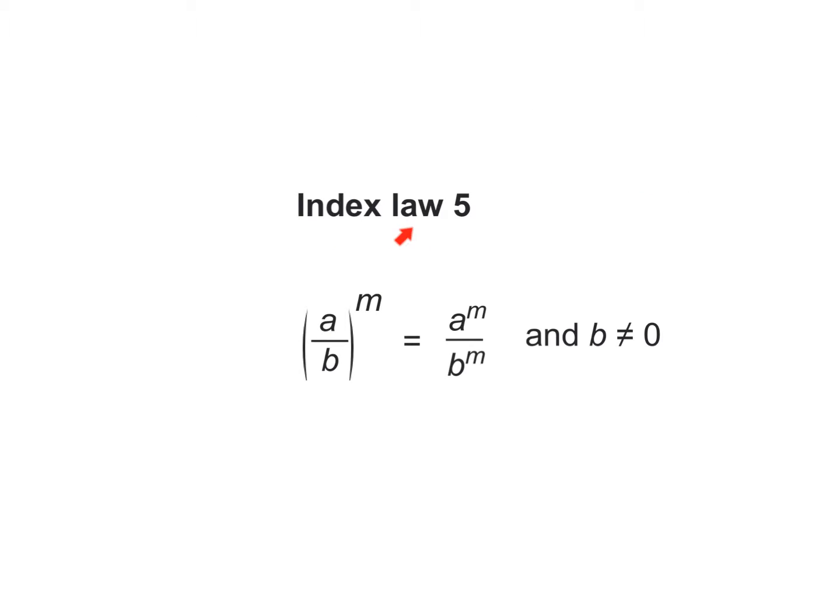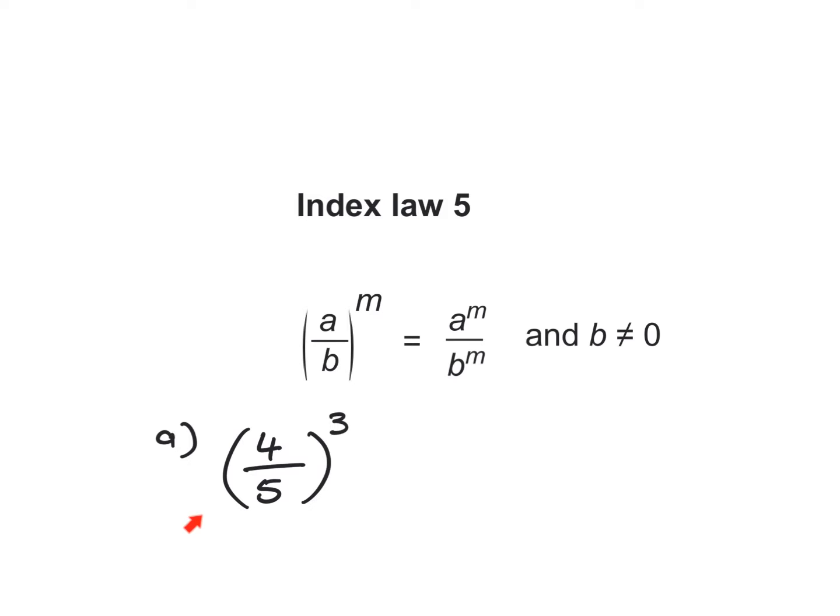Right, well, now let's look at index law 5. Index law 5 states that when dividing two numbers raised to the power of m, raise each number to the power of m as long as b is not equal to 0. And b in this case is whatever your denominator is.